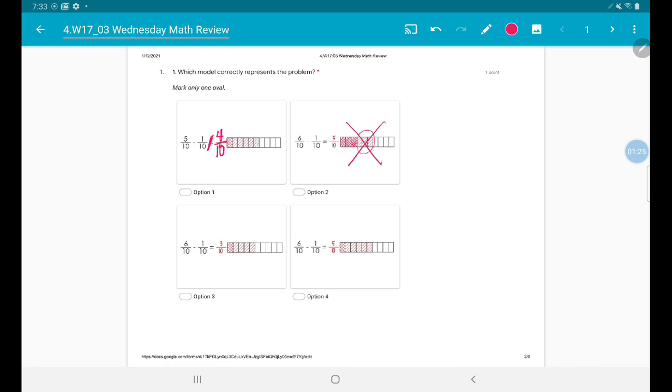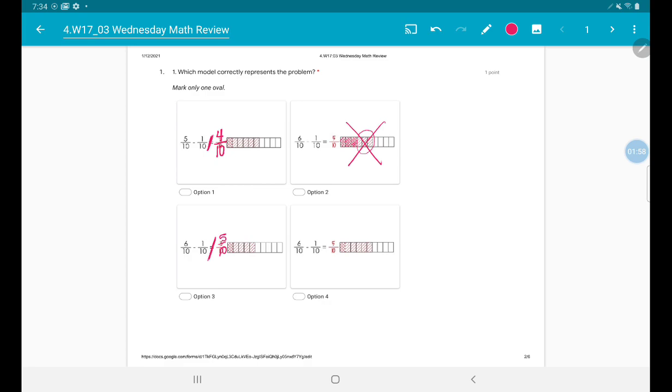If we go into option 3, 6/10 minus 1/10 equals 3/10. We know that's not correct because we just solved that. 6/10 minus 1/10 is equal to 5/10. So I know that option 3 is not going to be correct. So let's check option 4. 6/10 minus 1/10. If I have 6/10 and I take 1/10 away, I will have 5/10.